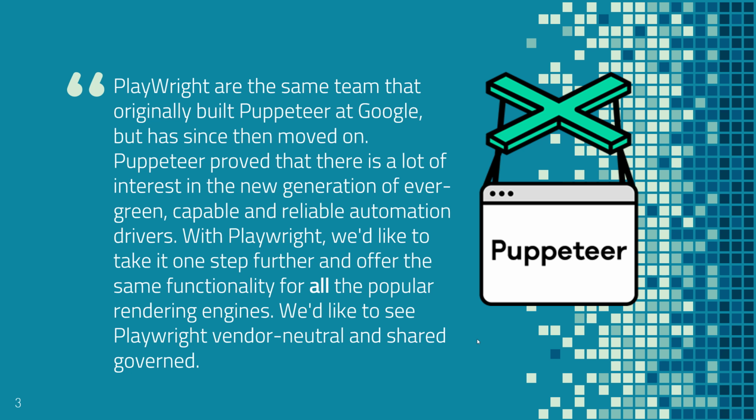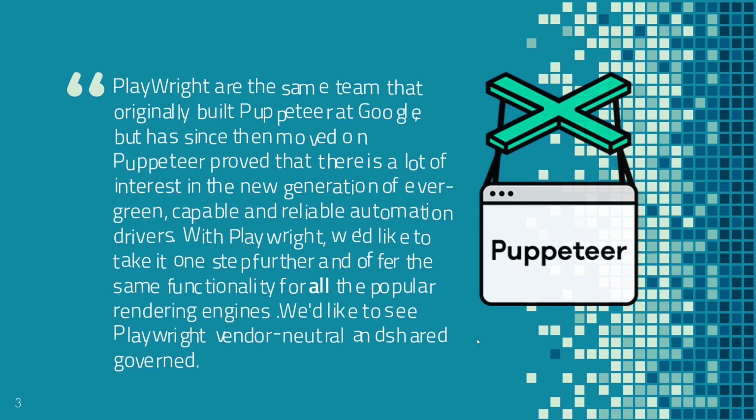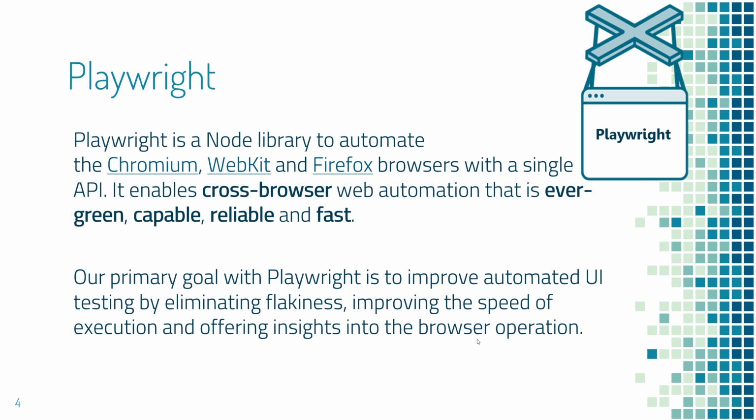And that's why the team in Playwright, they say that they want to see Playwright as a vendor neutral and shared governed library, pretty much like Selenium does. So Playwright is a Node library to automate the Chromium, WebKit, and Firefox browsers with a single API. It enables cross-browser web automation that is evergreen, capable, reliable, and fast. So you can see that it also supports WebKit, which is pretty cool, and that's why it supports the Safari browser as well, and it also supports running the tests from the Mac operating system or any Apple devices as well, just to replicate it. So all those great things are going to happen with Playwright pretty natively.